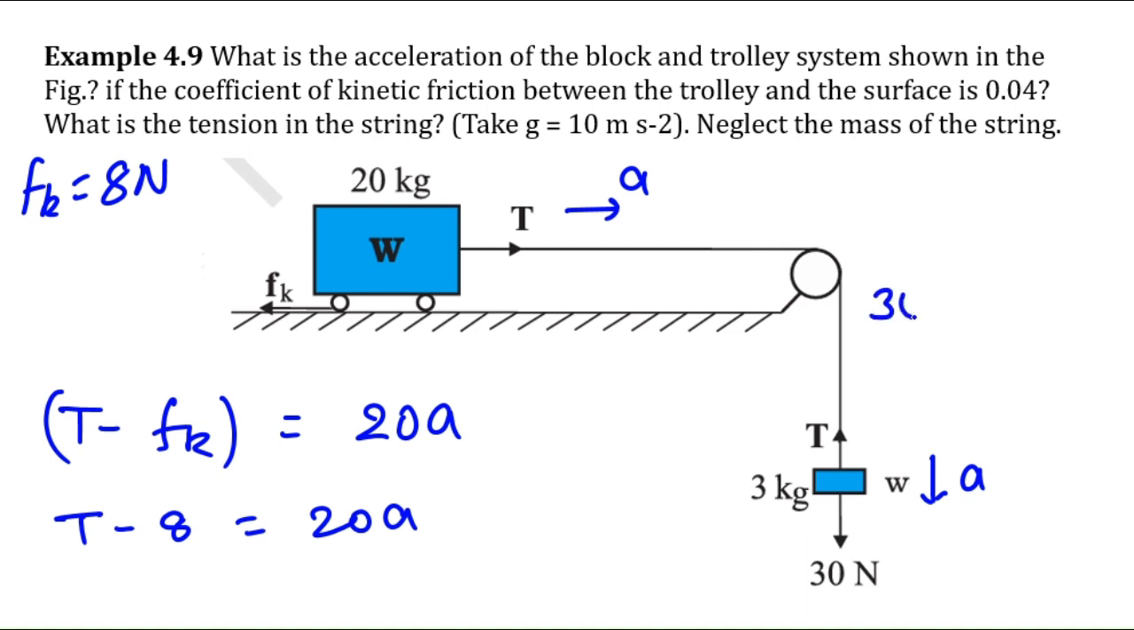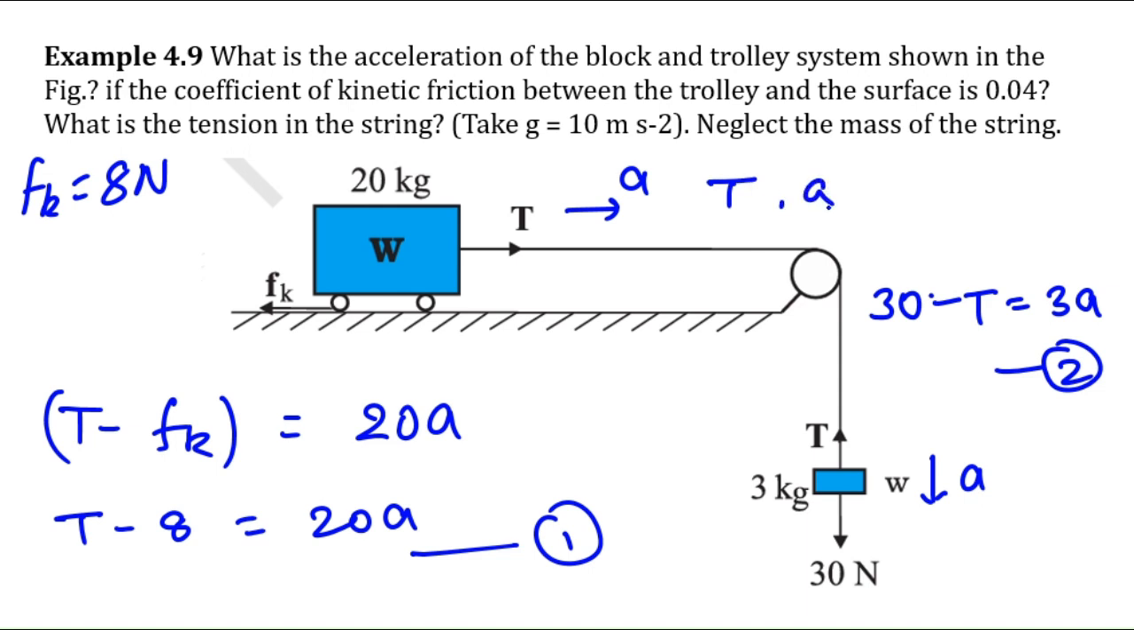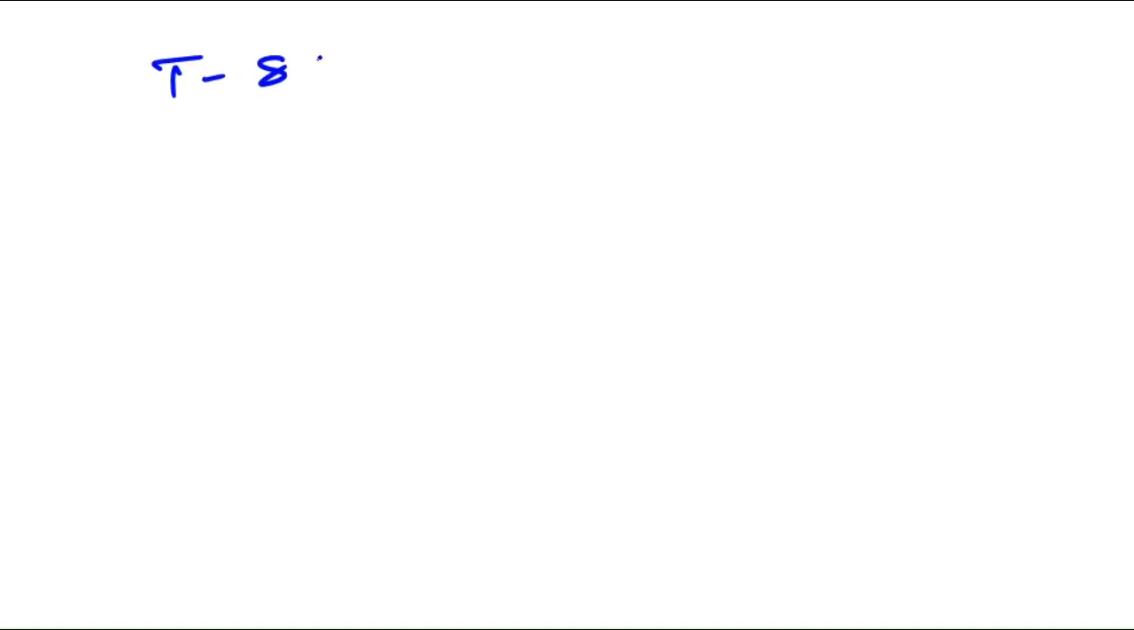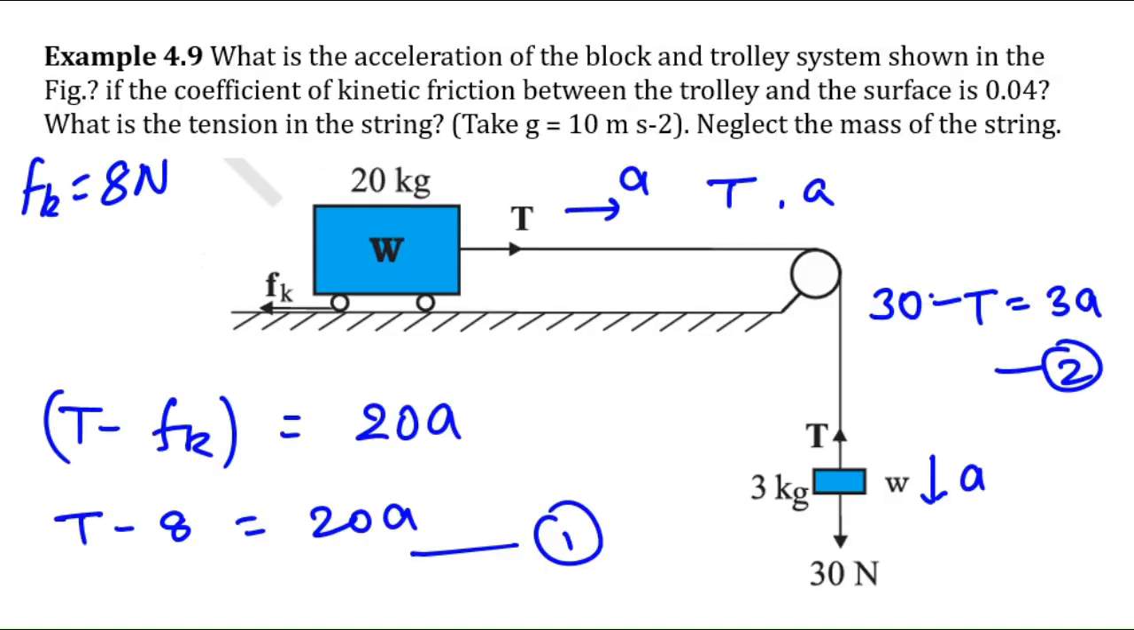Now, second thing, this block is accelerating downward. So 30 Newton minus the tension is the net force on this block, and it should be equal to mass into acceleration, that is 3a. Now we have two equations and two unknowns, one is tension, another is acceleration. With these two equations we can find these two unknowns. Let's rewrite: T minus 8 equals 20a, and 30 minus T equals 3a.